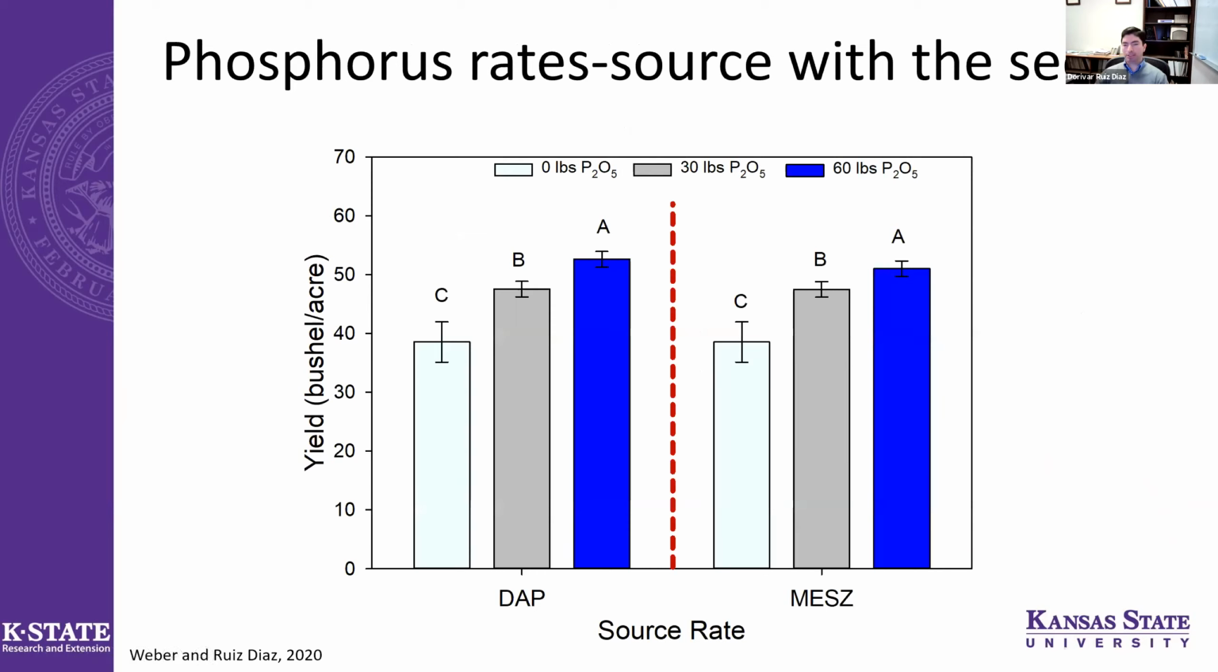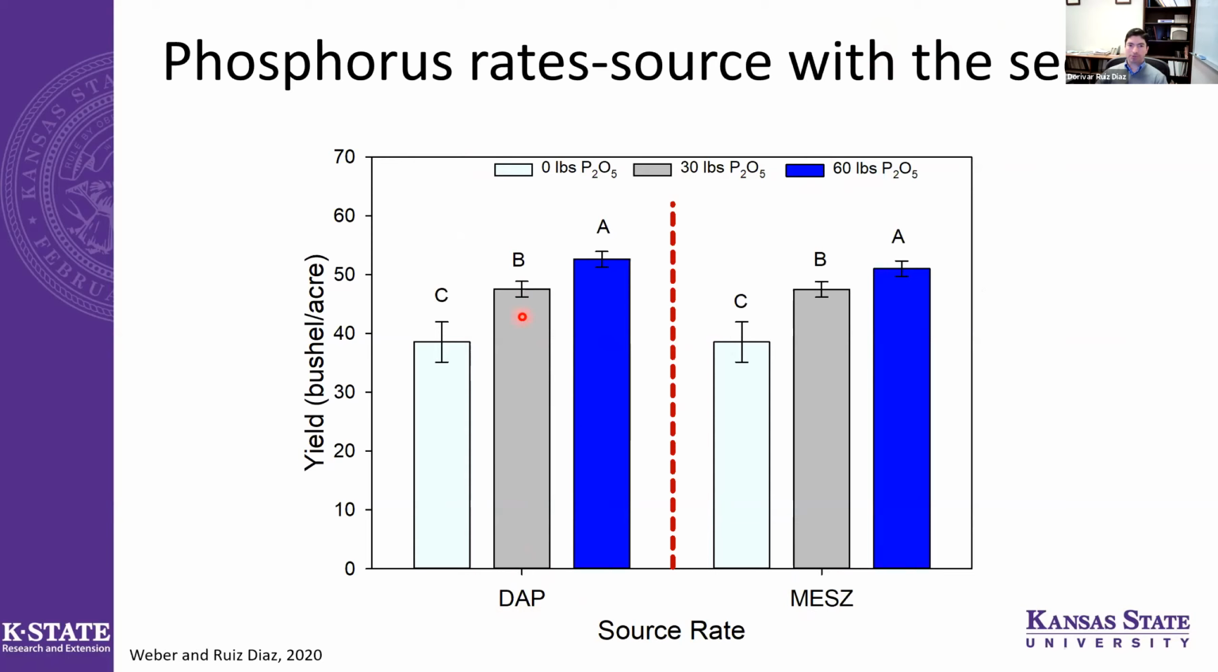Okay, a similar study, and this averages multiple locations. One of my students, Chris Weber, is working on this. A lot of this is from the northwest part of the state, multiple locations again. One of the things we wanted to look at here is source, and we are comparing DAP versus MESZ and different rates. And all of these, again, apply with the seed, with the drill planting. And so we have 30 pounds and 60 pounds rates and the two sources.